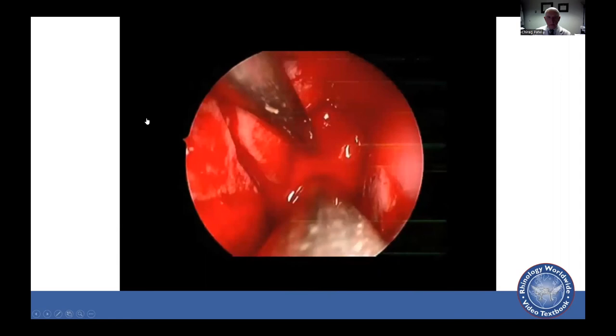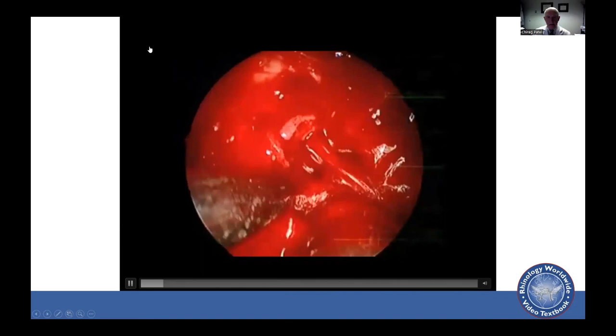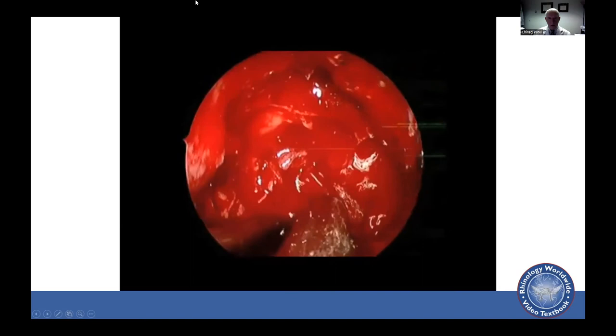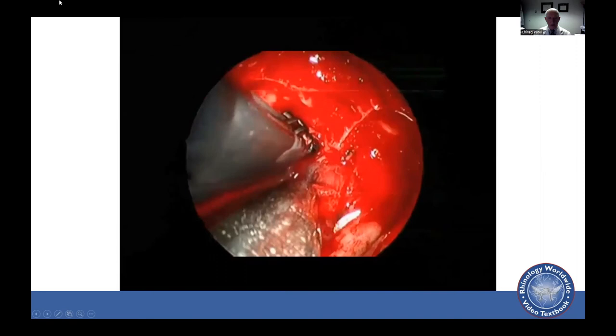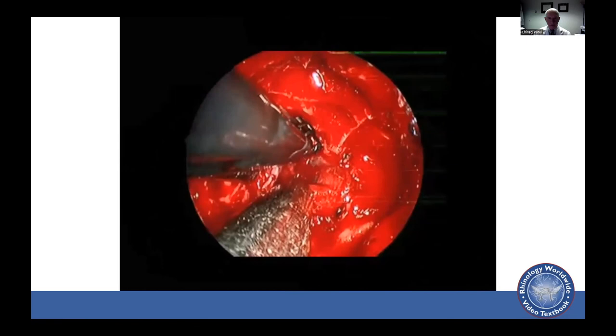Surgicel is put into place to tamponade it, and along with some clipping, and also consideration for angiogram and possible embolization of that vessel if there is any worry or difficulty with this packing in place.